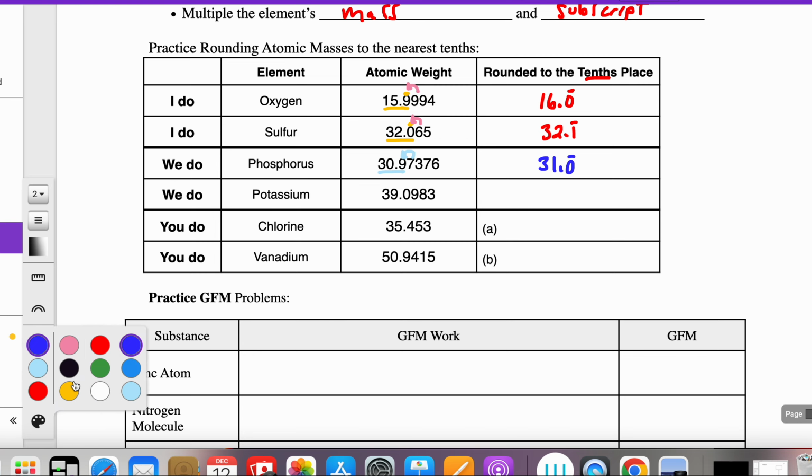Potassium, when we take a look at it on the periodic table, its mass is recorded as 39.0983. Once again, left to right, we keep all the digits down to the tenths position, and we have to look at the digit in the hundredths. Does that digit in the hundredths make the digit in the tenths round up? In this case, it does also, because 9 is 5 or greater. So for potassium, we would record its mass as 39.1. You do A and B, and check your work with your instructor.